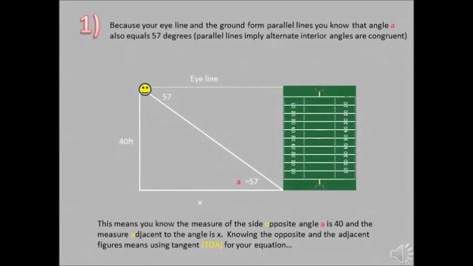The first step. Because your eye line and the ground form parallel lines, you know that angle A also equals 57 degrees. Parallel lines imply alternate interior angles are congruent. This means that you know the side opposite angle A is 40 and the measure adjacent to the angle is x. Knowing the opposite and adjacent figures means using tangent, TOA, for your equation.